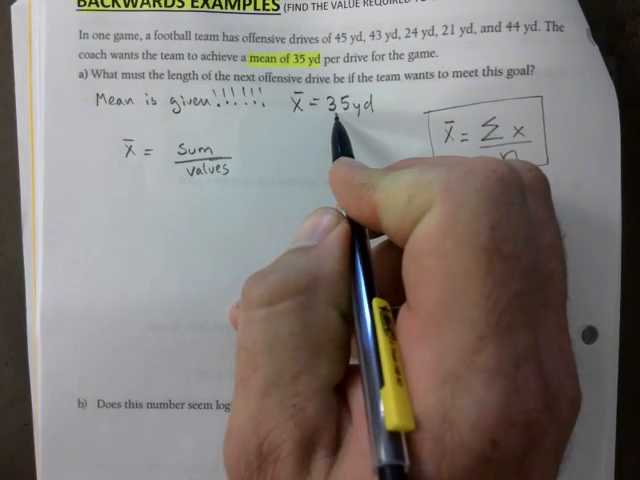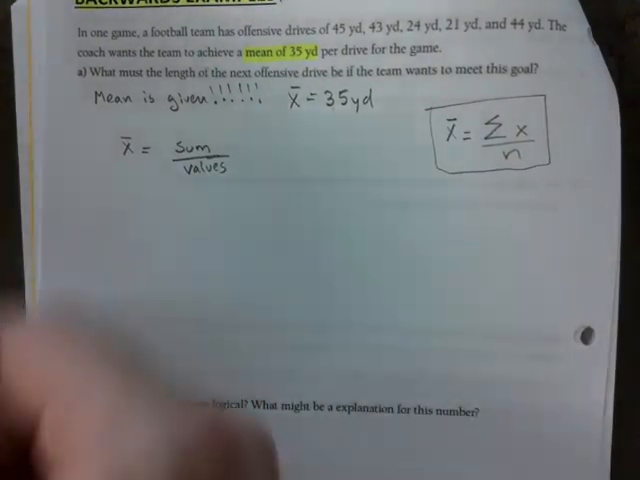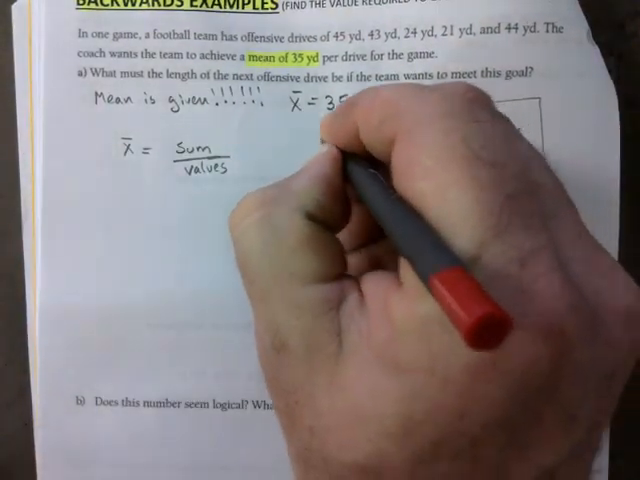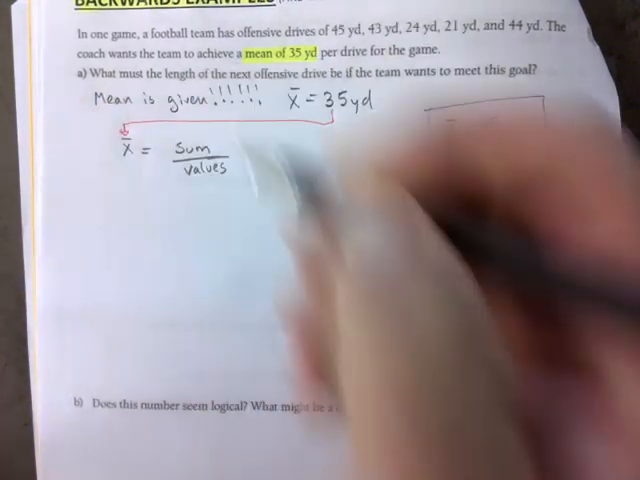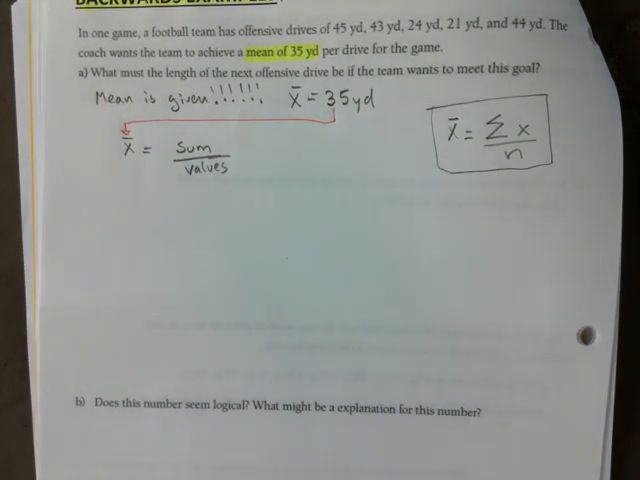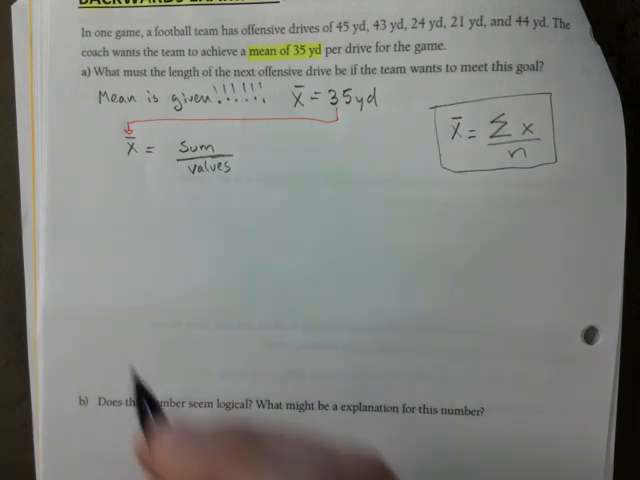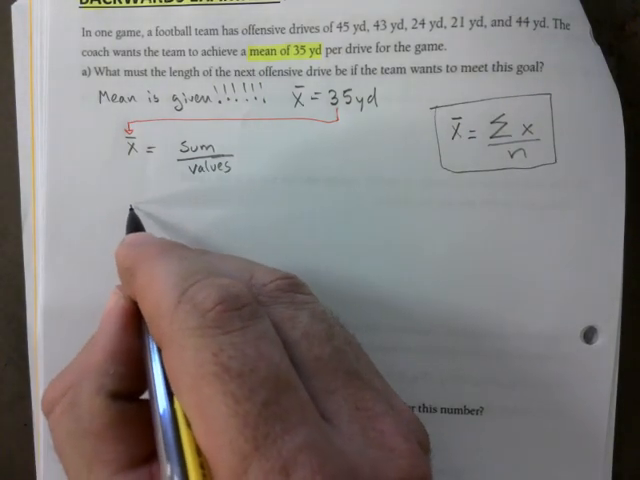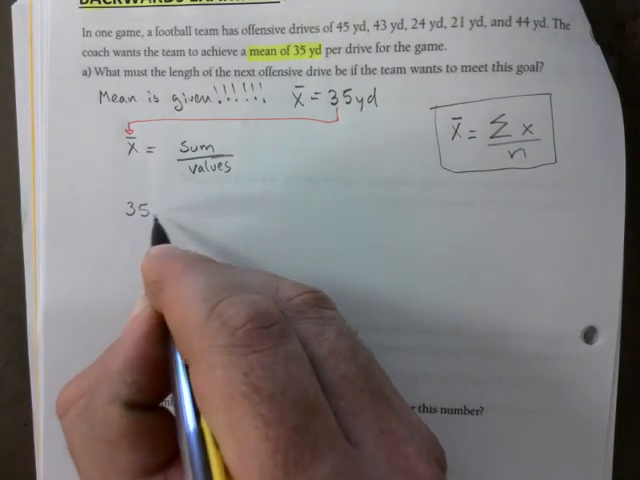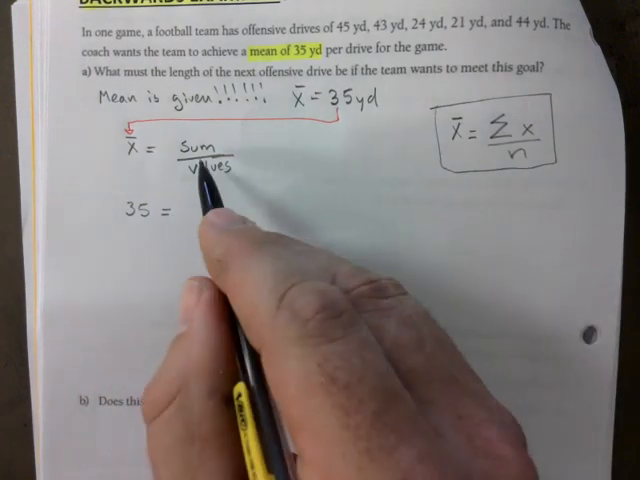So here we go. We know that this is 35. So I'm going to take a red pen here and just say, hey, we're going to substitute. We know our mean, so that's not what this is about. We want to know other things. So 35 is equal to the sum.